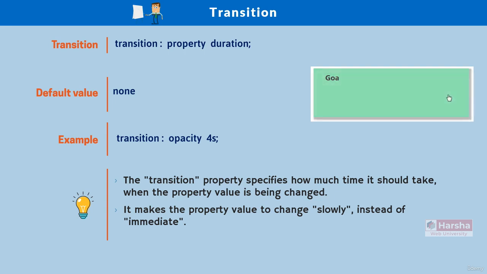The syntax that we have to follow for transition is, first you specify the name of the property, followed by the number of seconds. For example, it can be 1 second, 2 seconds, or a number of seconds. Or it can be less than 1 second, for example 0.5 seconds. But you can specify the transition time only in the form of seconds.